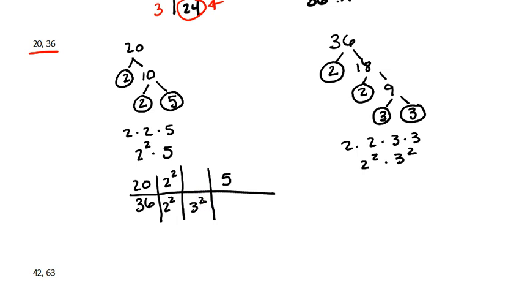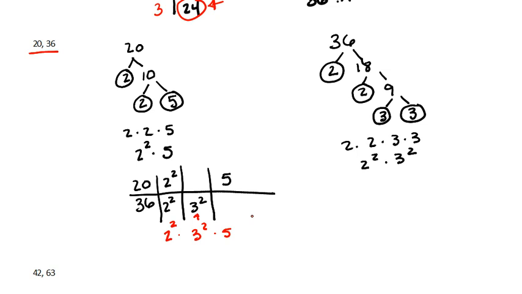This is where least common multiple and greatest common factor differ. I'm going to look for the largest factors in each of my columns. So in this column, my largest factor happens to be 2 to the second. In this column, my largest factor is 3 to the second. And in this column, it's 5. So basically, you're bringing down the largest number in each of your columns.